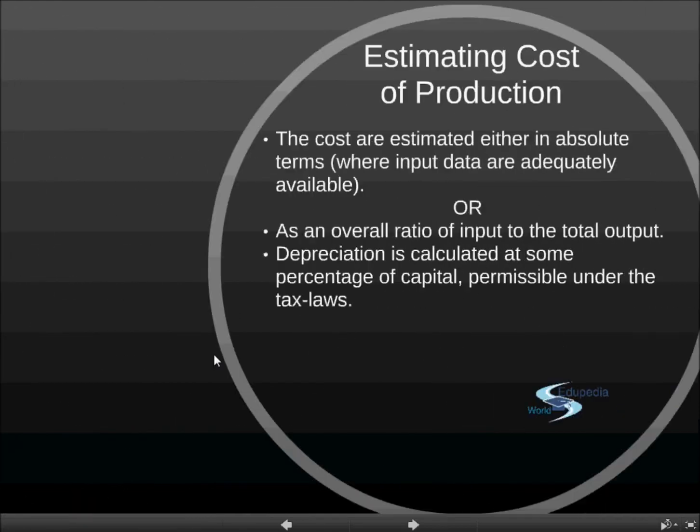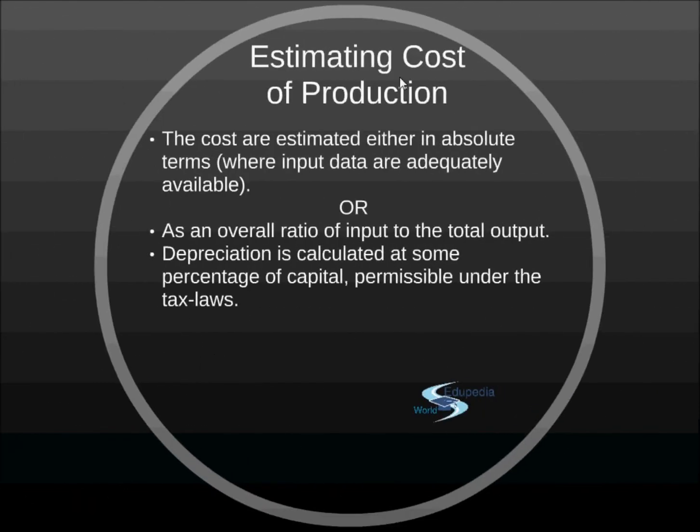In the second stage, we need to make estimates regarding the cost of production. Now, the costs here are estimated either in absolute terms where input data are adequately available, or as an overall ratio of input to the total output.